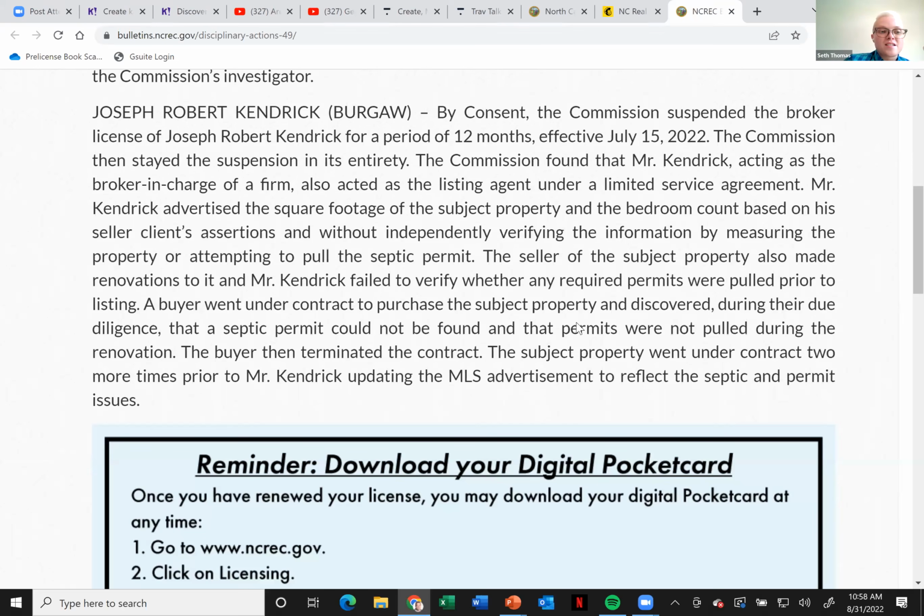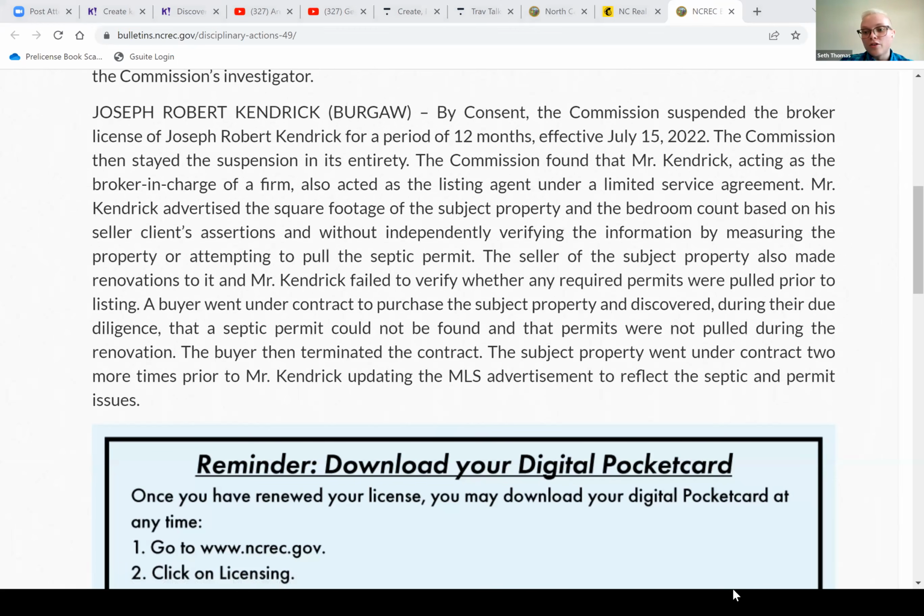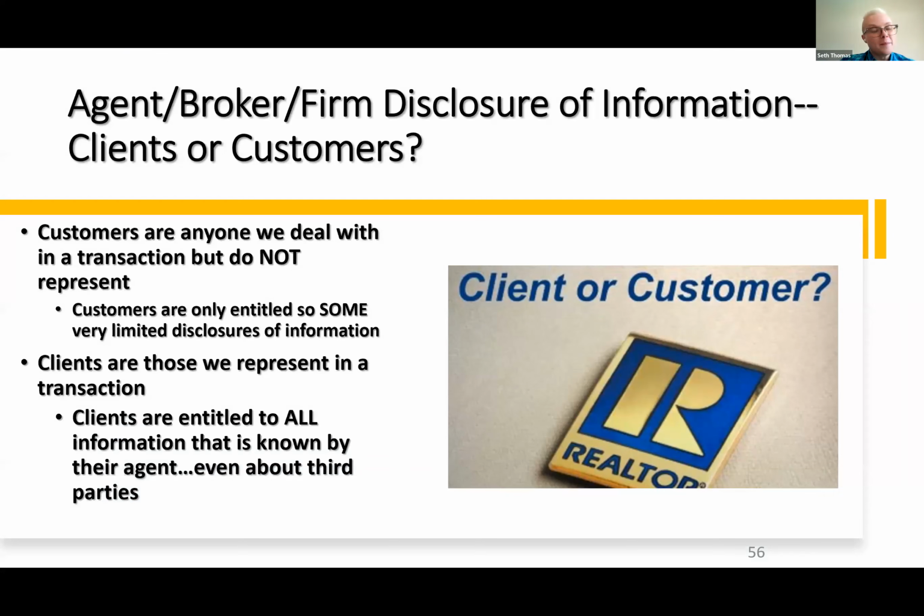This is a really good example though, because these are the kinds of brokers who either truly don't know the right way to do things, or they're just in it to make a quick buck. And that's not how we treat people. And the commission does not want us to treat people like that. And so why do I show you that?